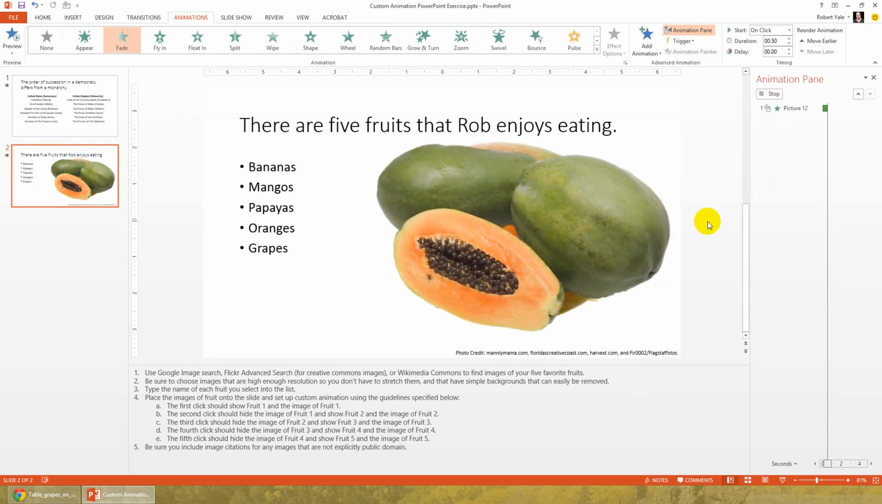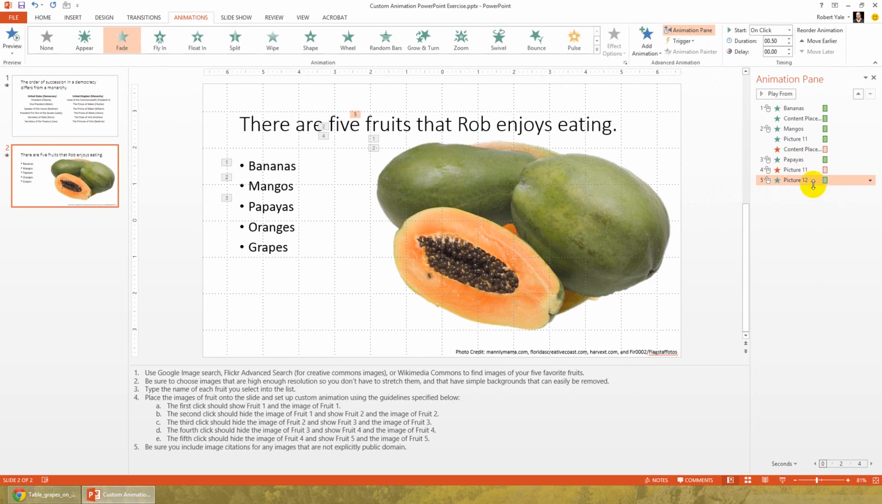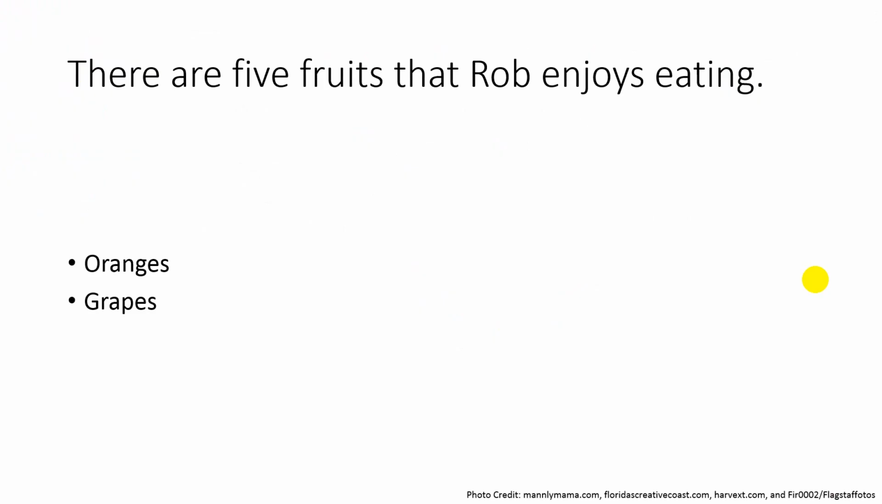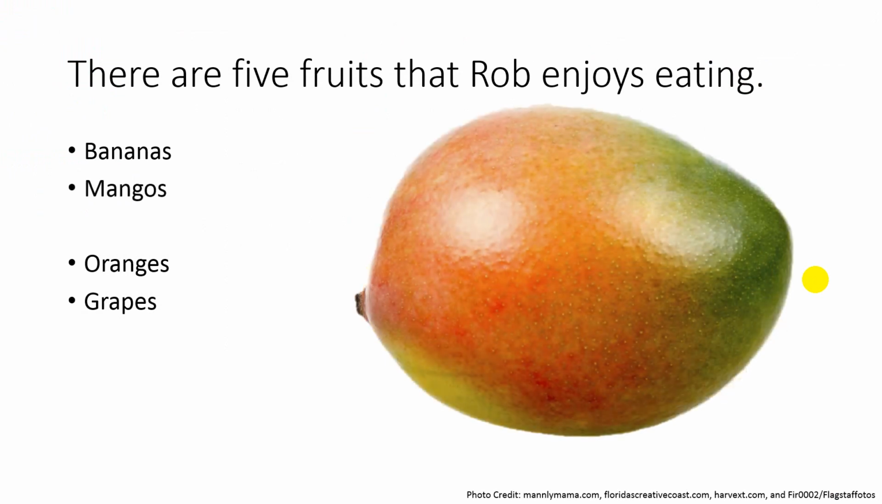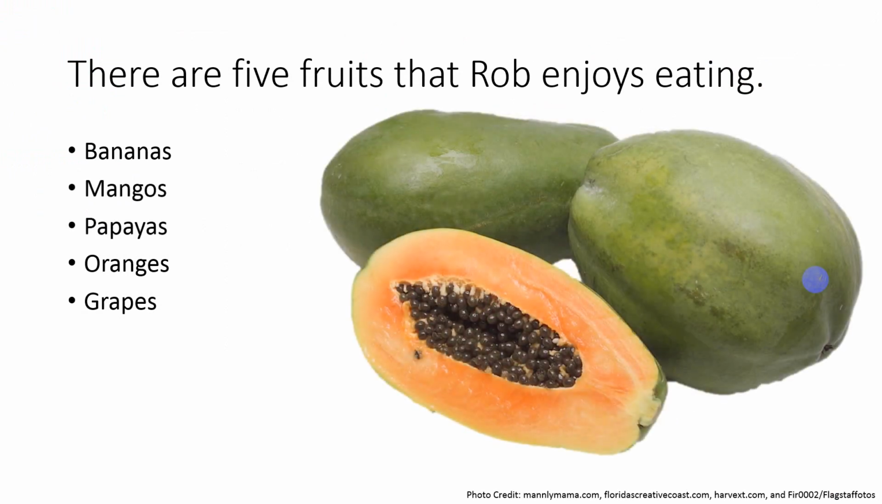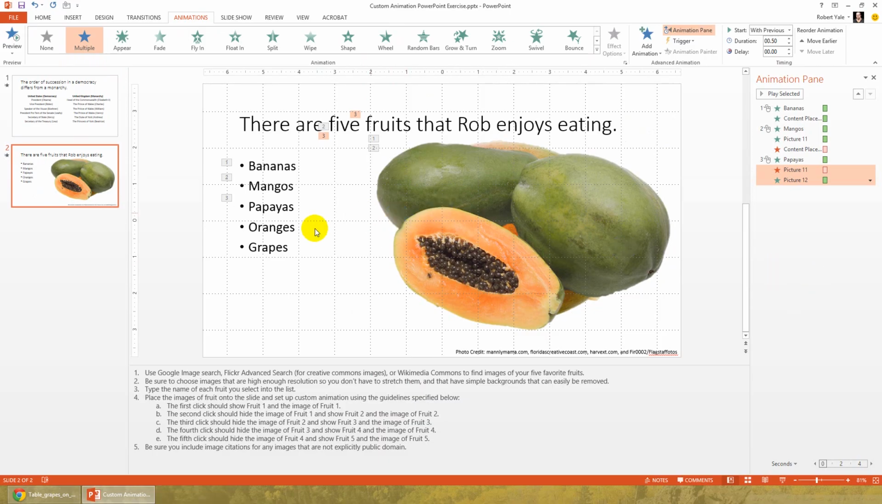Fade in. So we've got those next three things happening. I'm going to hold down Control to select the two at once. Click on the drop down, start with previous. Let's check one more time and make sure. Bananas, mangoes, papayas. All right, things are looking good.